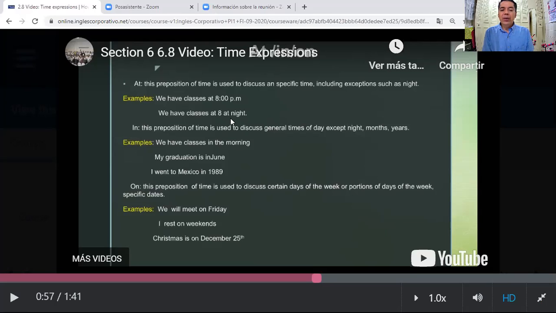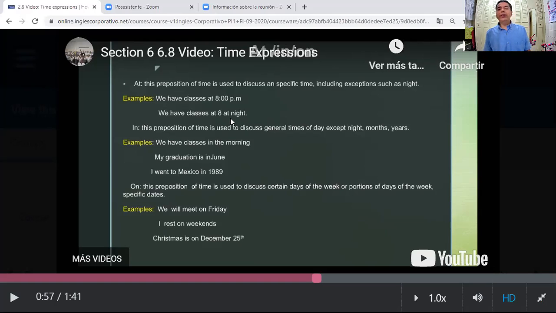Now on, we use on with certain portions of the week. For example, we say on weekdays, on weekends. Also, we can use this with days. For example, on Friday, on Sunday, on Tuesday. And we use on with dates, fechas: on December 25th, on September 29th.